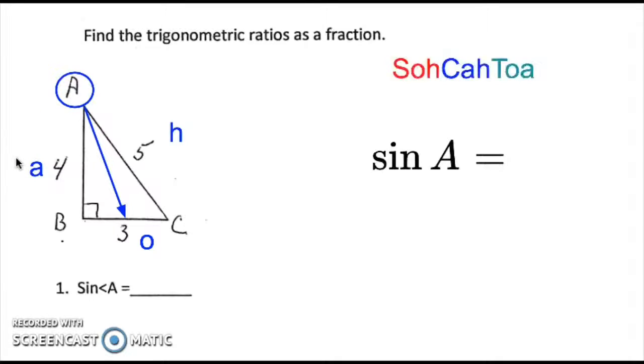So now we take a look at and remember SOHCAHTOA. Sine has the relationship of opposite over hypotenuse. Opposite is 3 and hypotenuse is 5. So that means my answer is simply going to be 3 over 5. You would reduce it if we need to, but in this case we don't. So that is number 1.